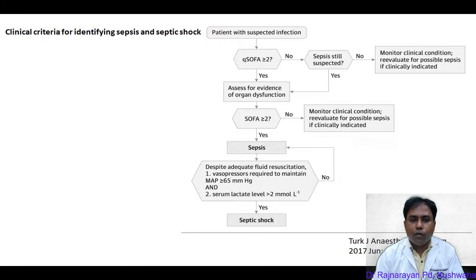If the qSOFA score is less than 2, then we think whether sepsis is still suspected. If no, then we only monitor the clinical condition and re-evaluate for possible sepsis if clinically indicated. If sepsis is still suspected, we again assess for evidence of organ dysfunction with the SOFA score. If the SOFA score is greater than or equal to 2, then the person has sepsis, and if despite adequate fluid resuscitation and vasopressors the criteria are not fulfilled, it is septic shock. If the SOFA score is less than 2, we only monitor the clinical condition and re-evaluate for possible sepsis if clinically indicated.